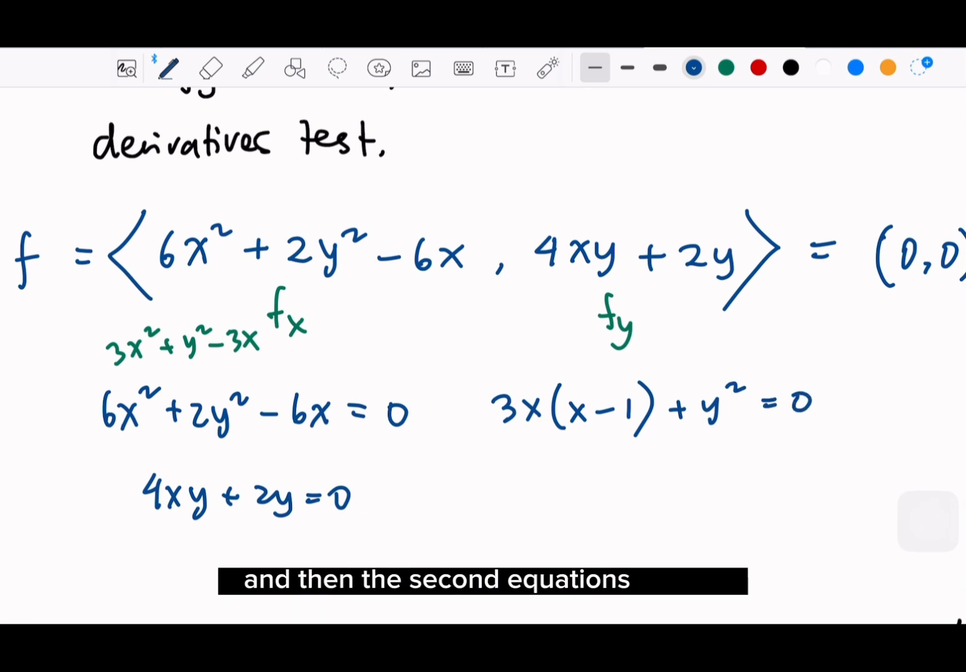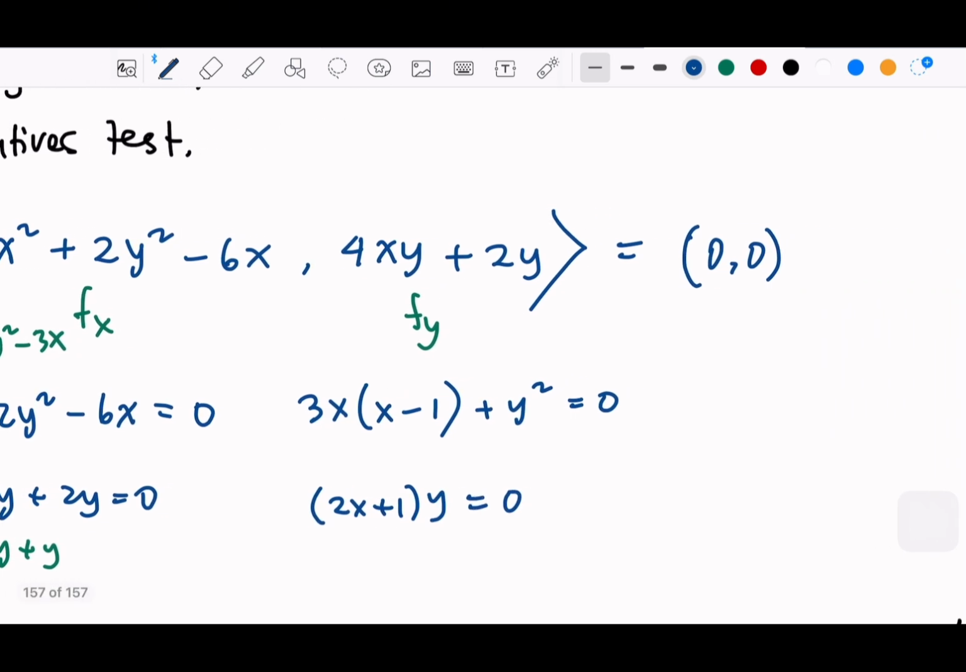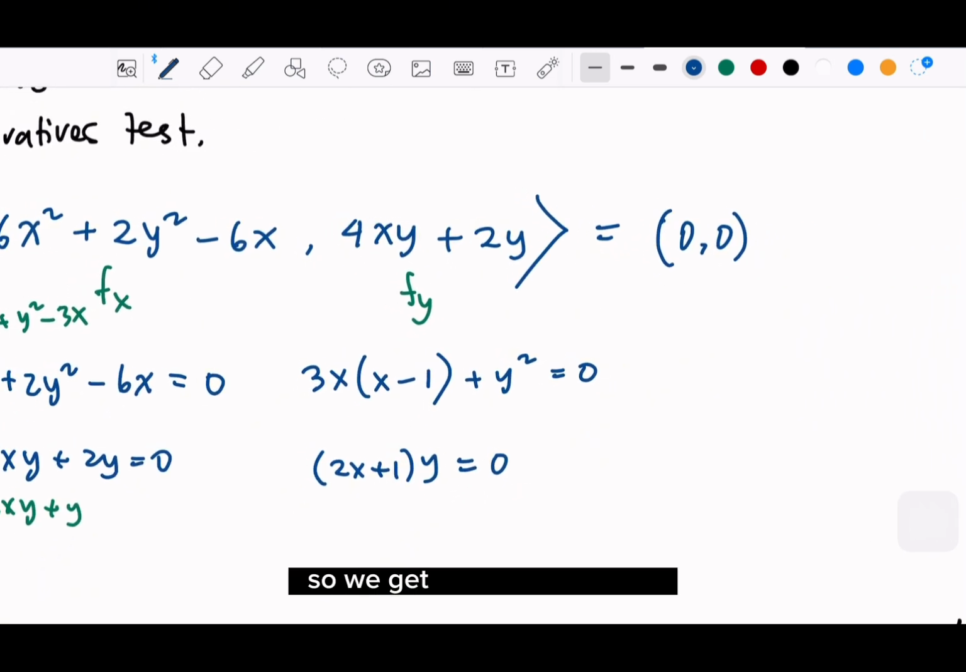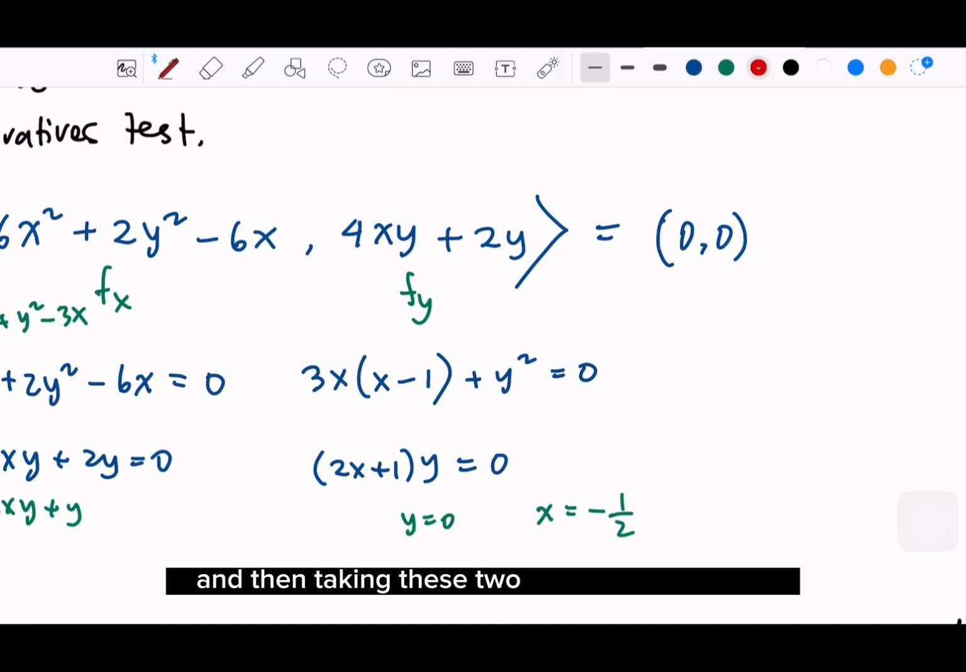And then the second equation, we get 2x plus 1, or this is 2xy plus y, right? So 2x plus 1 times y, right? So from this part, y is probably 0 and x is negative 1 over 2, right? And then taking these two, y and x, we go here.